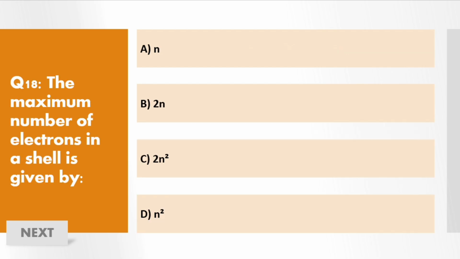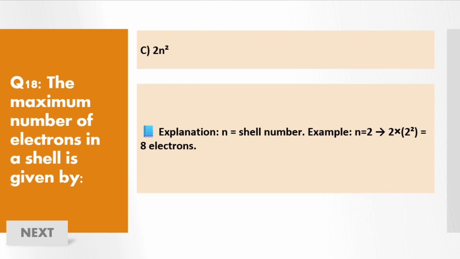Q18. The maximum number of electrons in a shell is given by A. N, B. 2N, C. 2N squared, D. N squared. Correct answer: C. 2N squared. Explanation: N equals the shell number. Example: N equals 2, 2 times 2 squared equals 8 electrons.